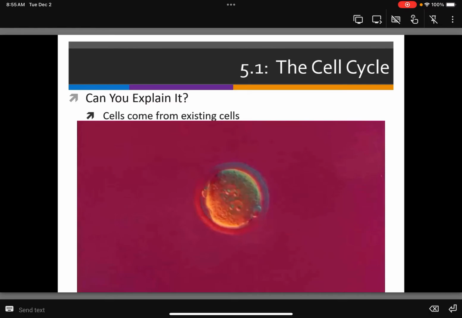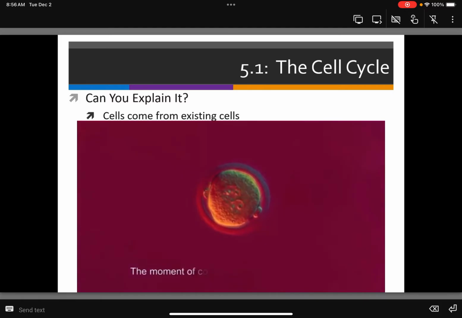So cells come from existing cells. And we have this little video here. It's kind of neat. That is a neat little dot. Is that a fish? It is a cell, actually. A cell of what though? Let's see.